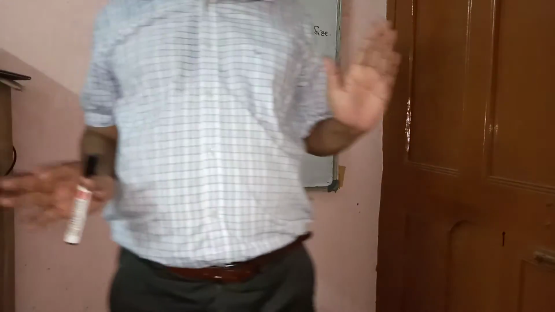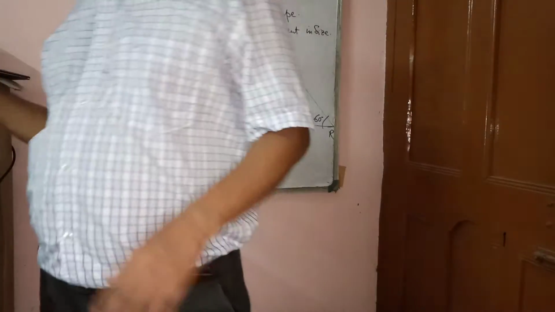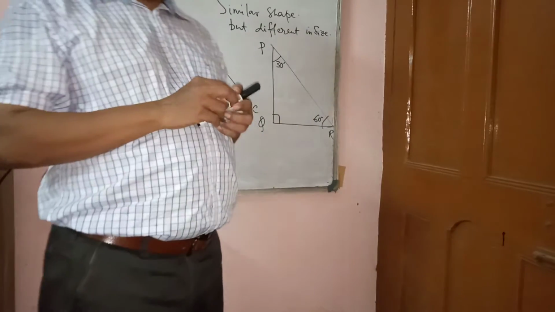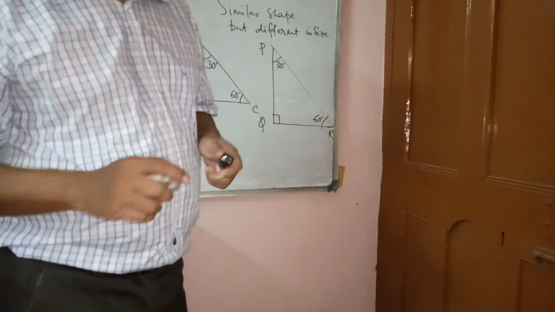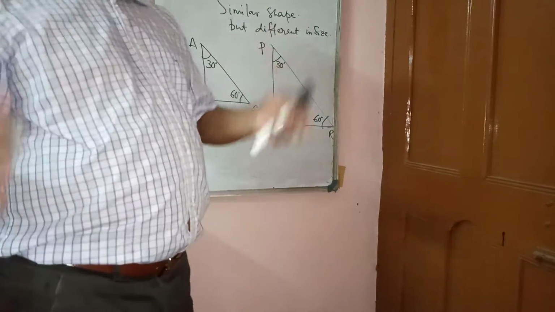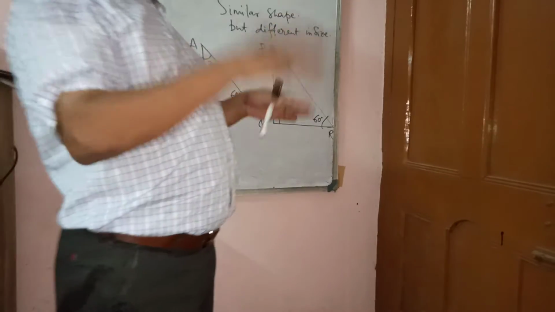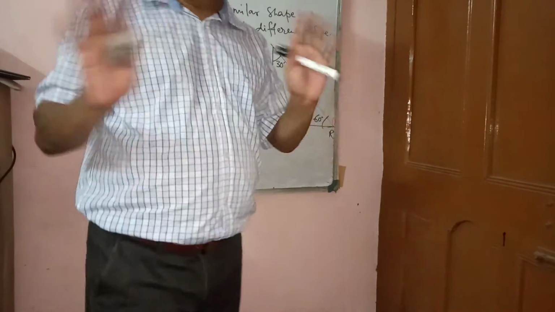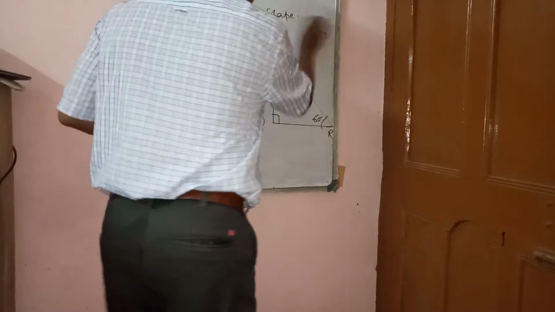Then in which condition can we say that two triangles are similar? And if two triangles are similar, then what is the condition of their sides? What is the condition of their area? Everything we have to discuss now. Okay?